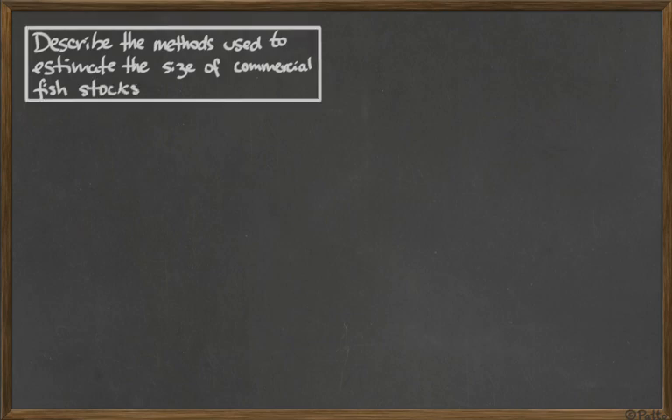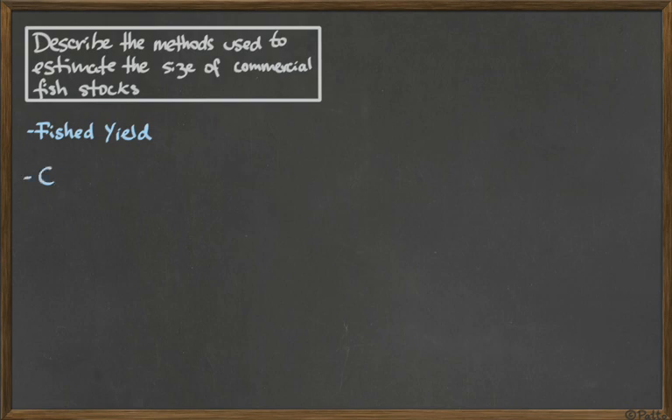One way would be to describe methods used to estimate the size of commercial fish stock. There are two ways for us to find out how much fish is out there. One is fish yield. We know how many boats are going out there, how many hours they're going to be spending fishing, and then we see how much they caught. So this gives us an idea of how much fish is still there.